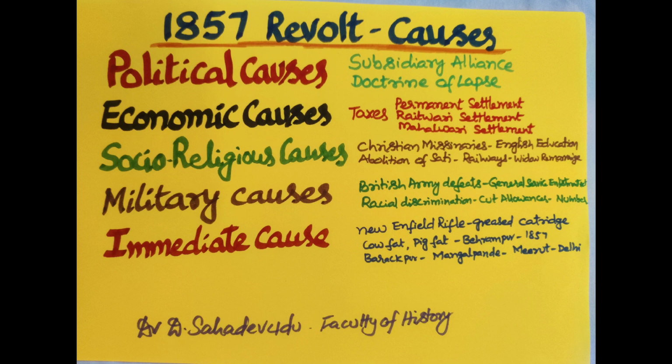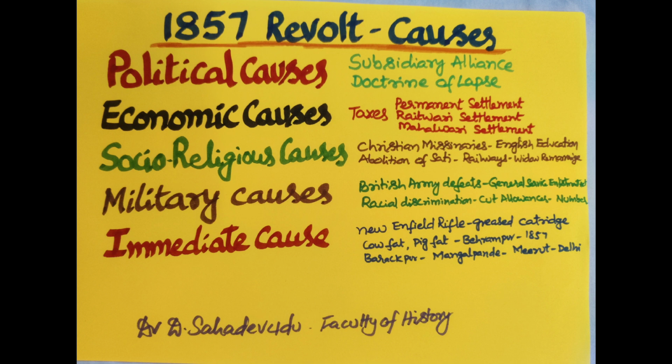Today we are going to discuss the causes for the 1857 revolt: political causes, economic causes, socio-religious causes, military causes and the immediate cause. The Indian Rebellion of 1857, often referred to as the Sepoy Mutiny or the First War of Indian Independence, was a significant uprising against British colonial rule in India. Several factors and causes contributed to the outbreak of the revolt.